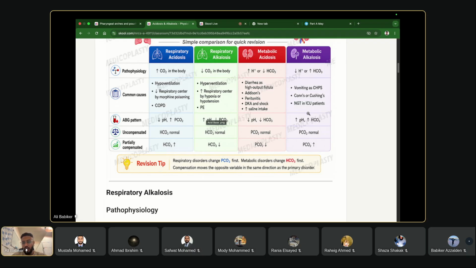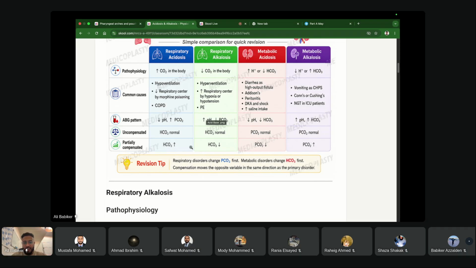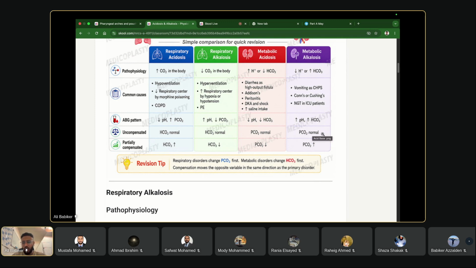On the ABG, there will be an increase in pH. We already said what alkalosis means: increasing pH. The HCO3 will increase. That's why the name is metabolic alkalosis. If it's uncompensated, the PaCO₂ will be normal. If it's compensated, the PaCO₂ will be increased.